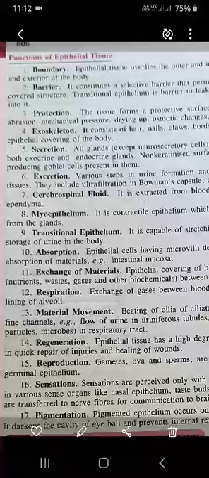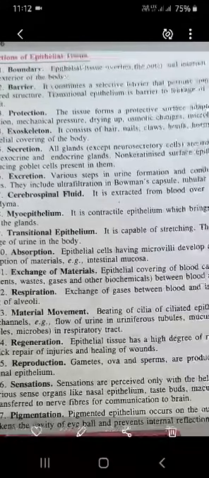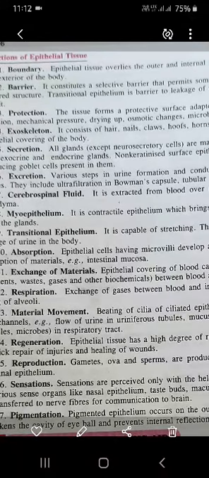Number fourth, exoskeleton. It consists of hair, nails, claws, hoofs, horns, feathers, etc. They are formed by the epithelial covering of the body. It acts as exoskeleton.